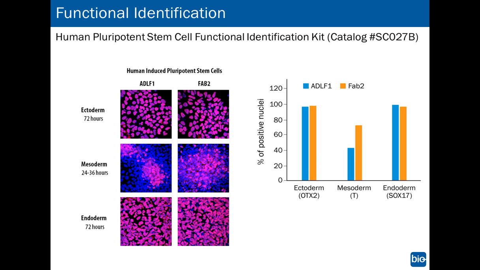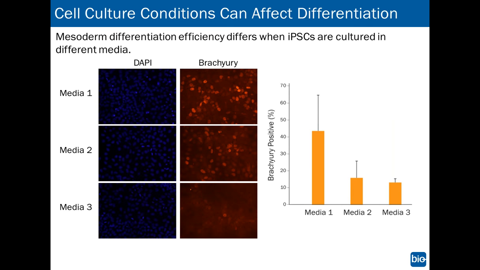So if you were to want to do a differentiation down the mesoderm lineage, selecting the Fab2 cell line as your starting pluripotent stem cell population would improve efficiency of the system down the line compared to the ADLF1 cell line.